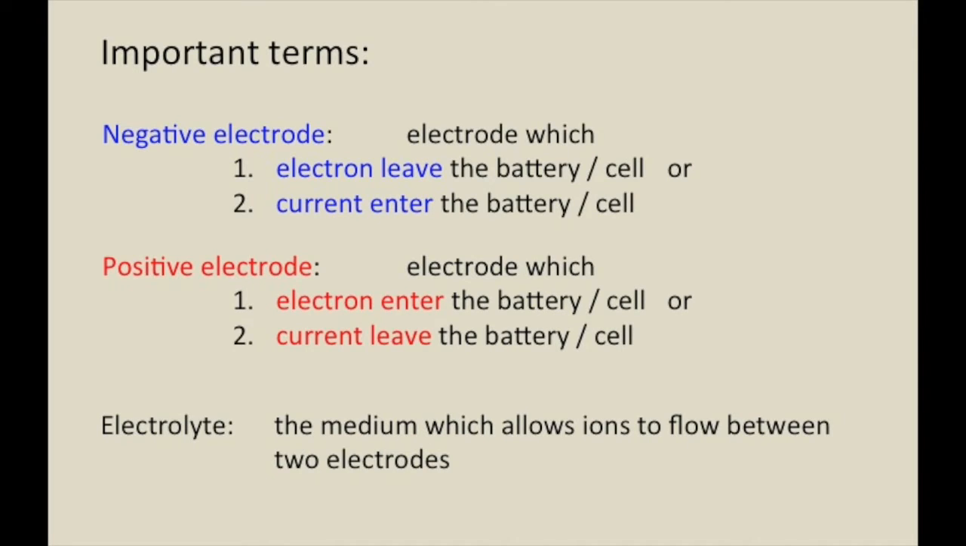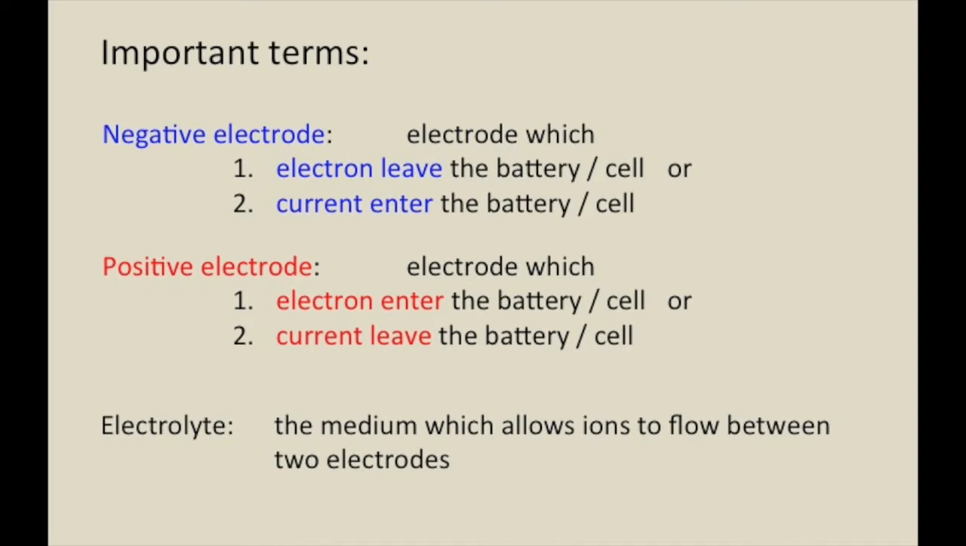The second term I want everyone to understand is the negative electrode. According to the definition, the negative electrode is the electrode where electrons flow into the external circuit. You can see in the pictures that the electrons leave the battery or the cell from the negative electrode. But if you consider the current flow direction, that will be reversed. The negative electrode is the place where current enters the battery. So I hope everyone can highlight or write down the definition in their notes.